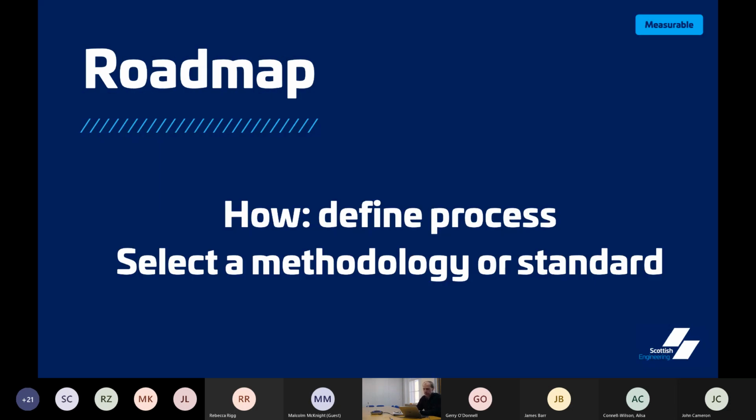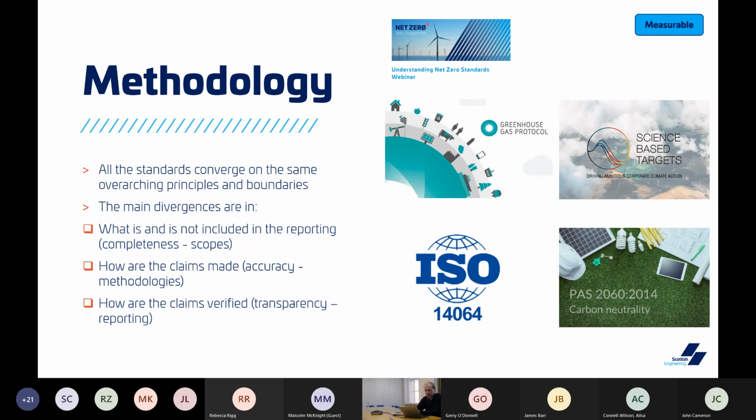How? The measurable. Define the process, select a methodology, decide what standard you want to use. How are you going to do the measurements? Because it needs to be measurable. So how do you do that? We talked about it, and you can go back to one of the webinars we delivered last year on understanding net zero standards. And we looked at 4 specific standards: the greenhouse gas protocol, the SBTi, the ISO standard, and the PAS standards.